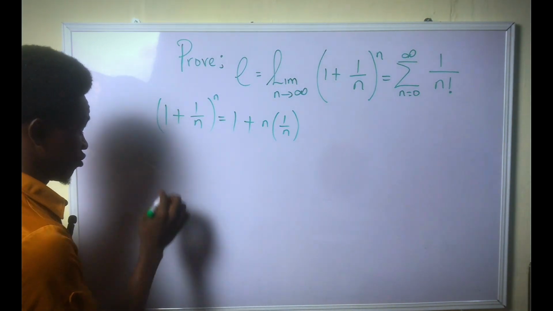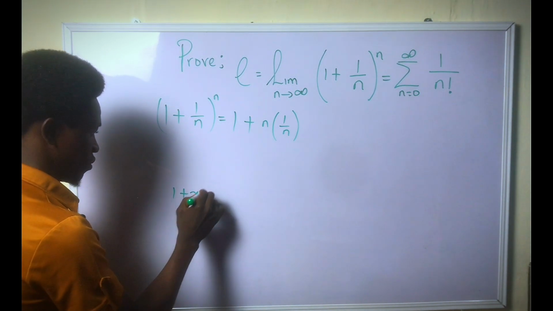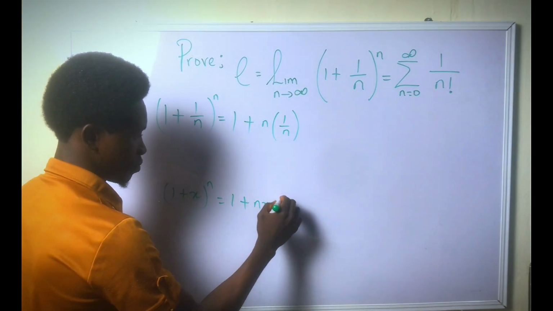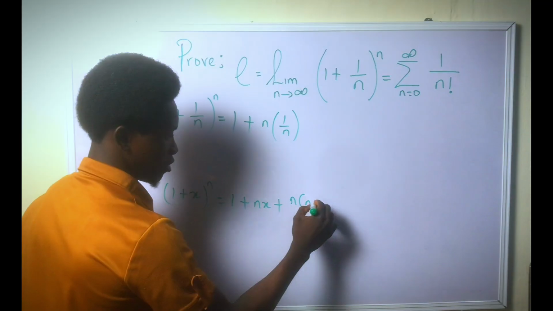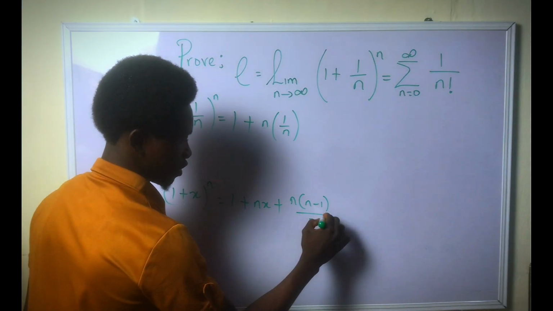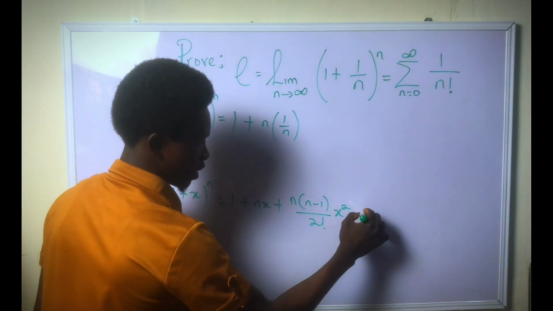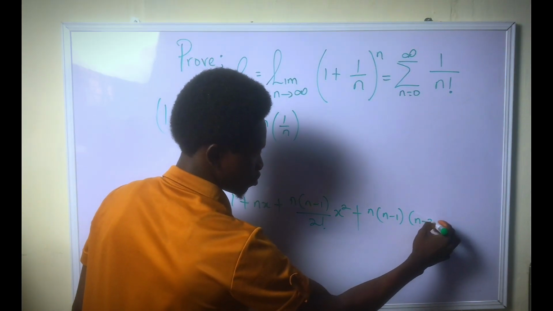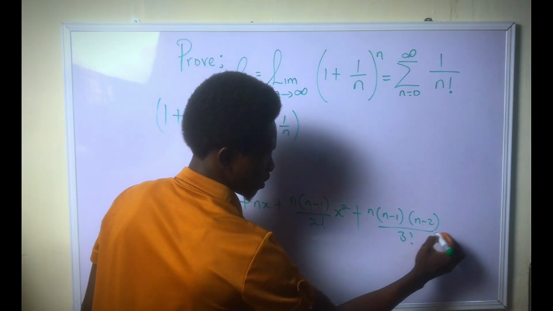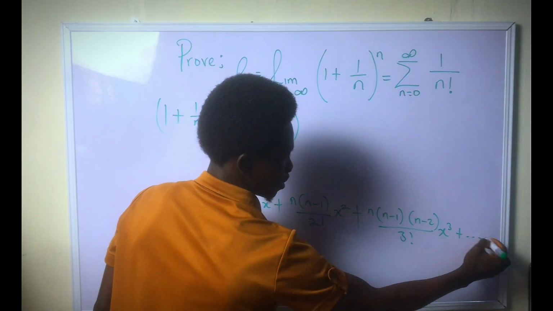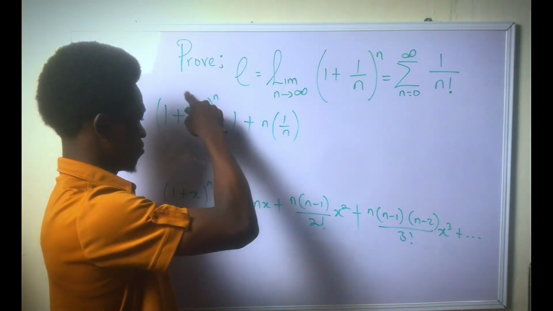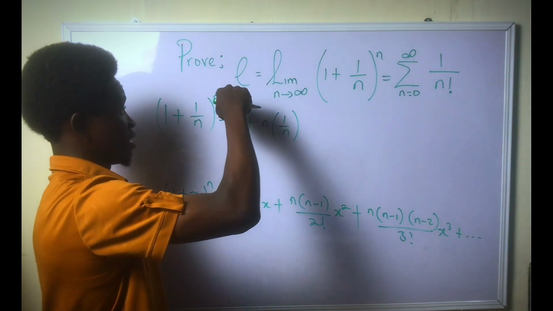I mean, if I should have 1 plus x raised to the power of n, remember this is equal to 1 plus nx plus n into n minus 1 over 2 factorial x squared, plus n into n minus 1, n minus 2 over 3 factorial x cubed, like that. So this is what I want to use to express this. So this is my x in this case, and this is my n, right?